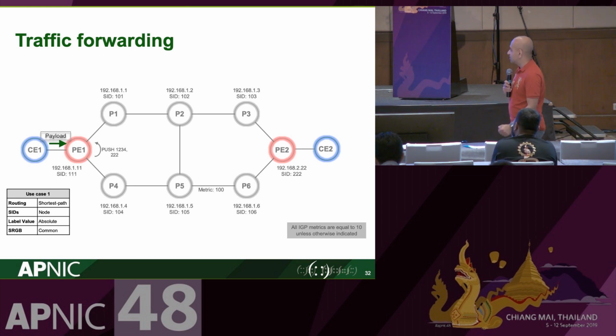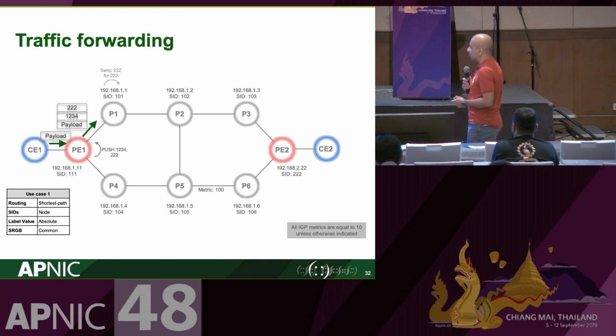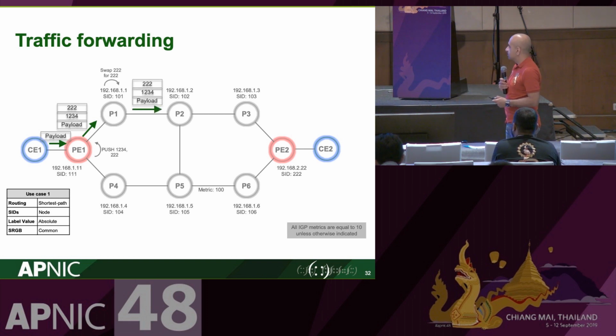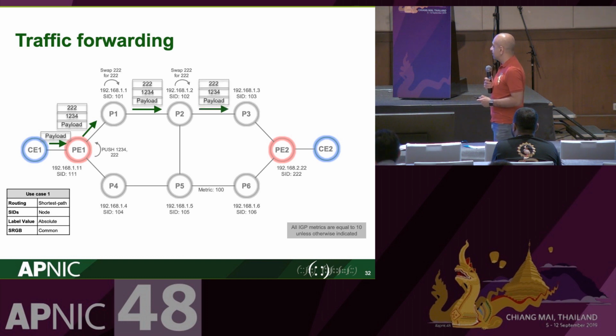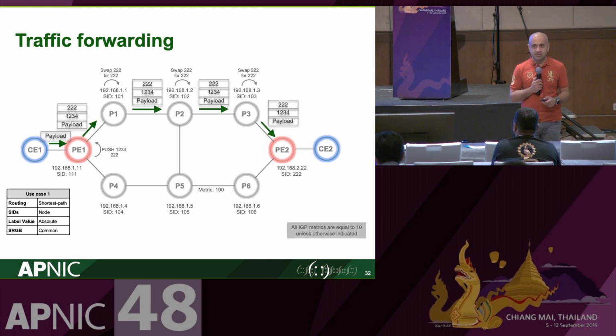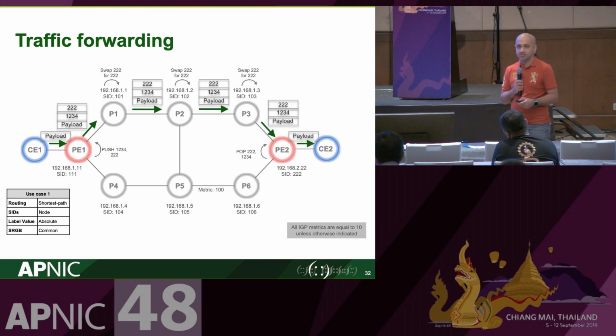It looks up its FEC to label mapping, and it says PE2 is label 222. So it keeps going, goes to P1, that's the shortest path, gets swapped. P2 gets swapped. P3 gets swapped. Finally it gets to its destination. PE2 pops the label, looks up 1, 2, 3, 4, sends it to CE2. Does that make sense? Any questions? So it's pretty simple, right?